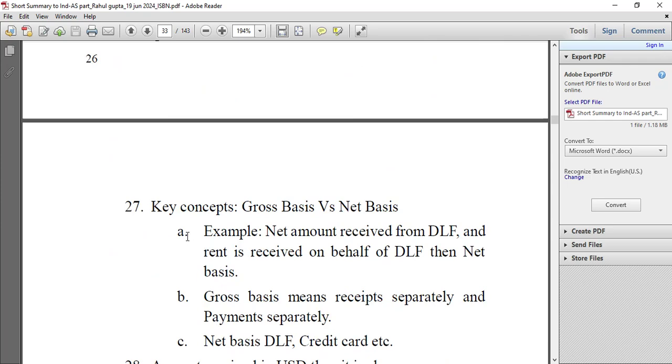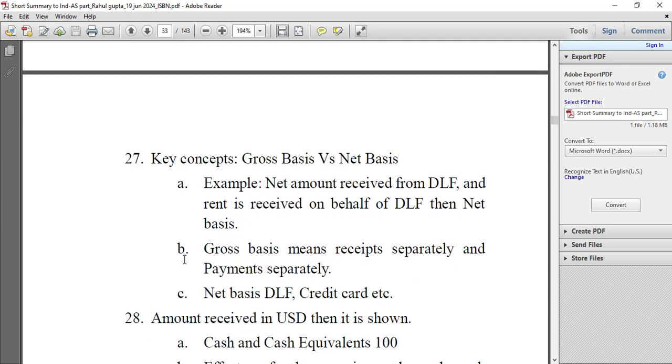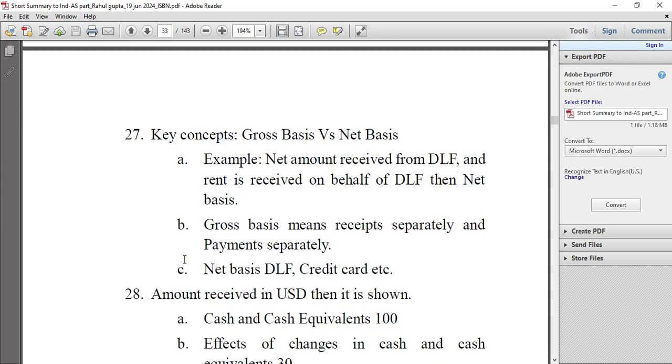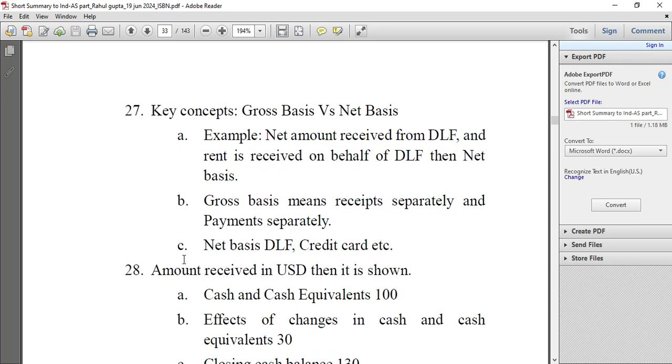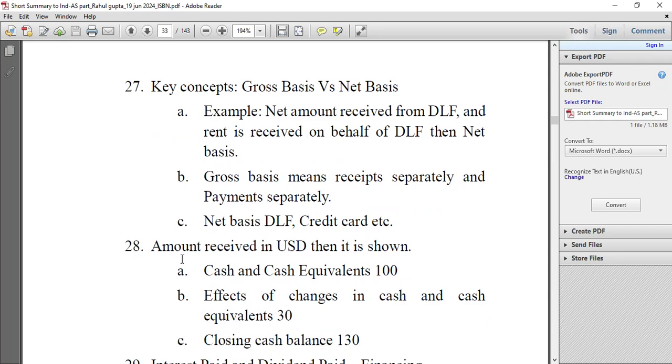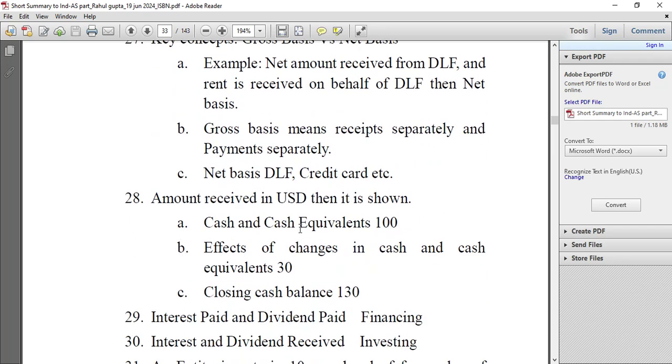Key concepts: gross basis versus net basis. Example: net amount received from DLF, and rent is received on behalf of DLF, then it is net basis. Gross means receipts are shown separately and payments are shown separately. Net basis: DLF, credit card, etc. Amount received in USD is shown as cash and cash equivalents. Effect of changes in cash and cash equivalents 30, closing cash balance 130.